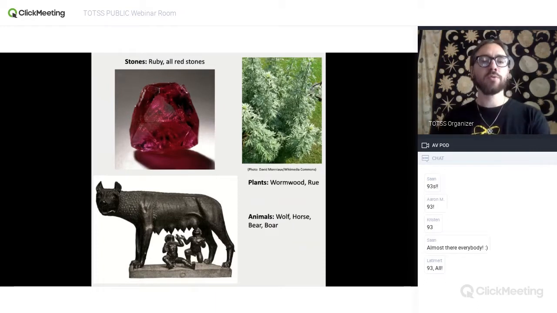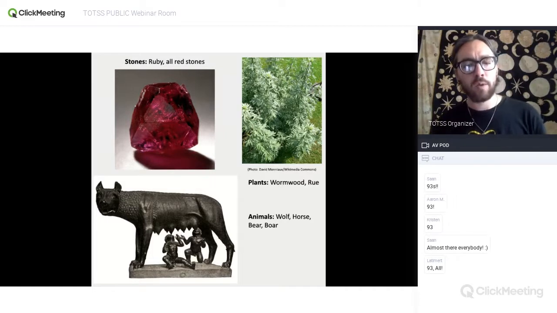All right, so for stones, we have the ruby, and this is simply for its color. Now, I tried to find images of the raw stones rather than worked ones. They just sort of appeal to me more. But you will notice that raw rubies are often a little bit duller, pinkish, or even sometimes a purple color, whereas cut rubies tend to look more pure red. And then also all red stones can be attributed here as well.